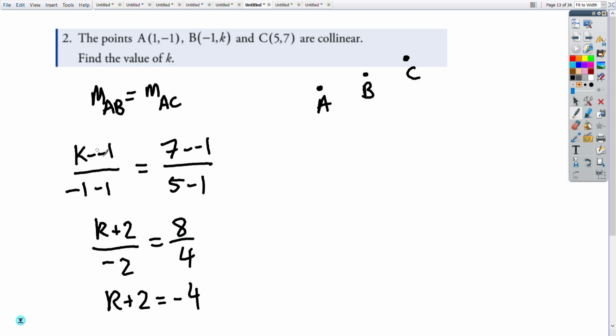k take away -1 should just become +1. Sorry about that. And so that becomes a 1 as well. So the 8 over 4 changed to a 2. I just multiplied it by -2 to make it -4. Then we take away 1 from both sides, so that gives us k equals -5, which is your final answer.